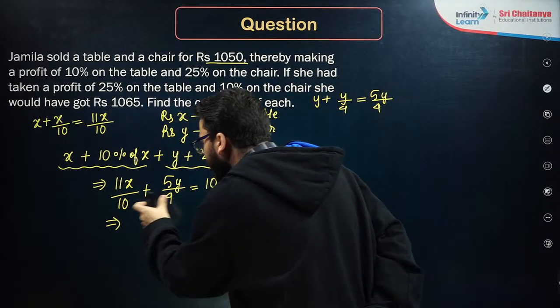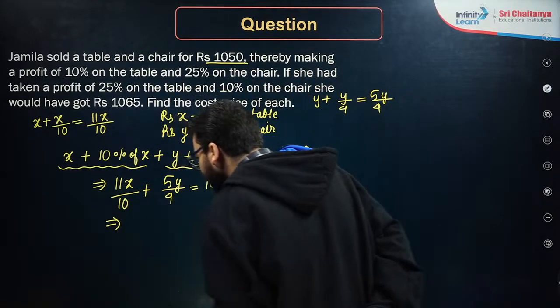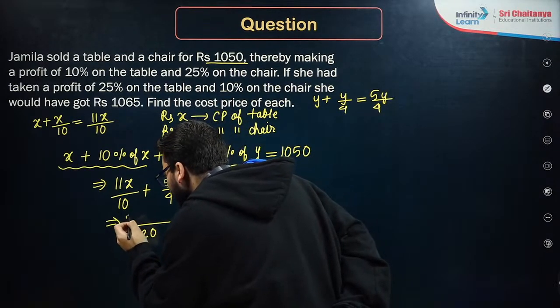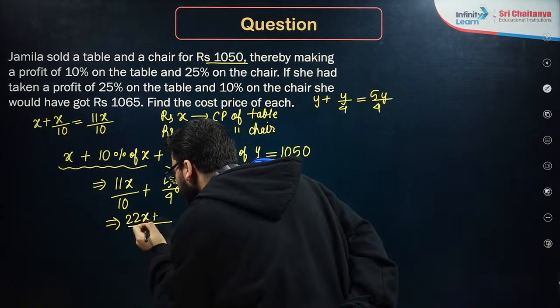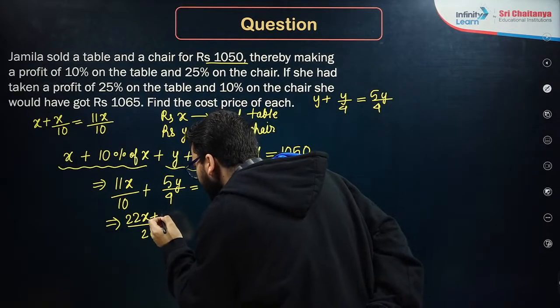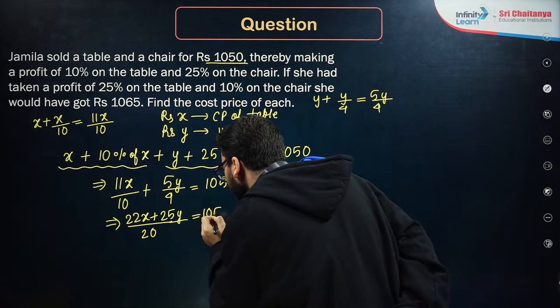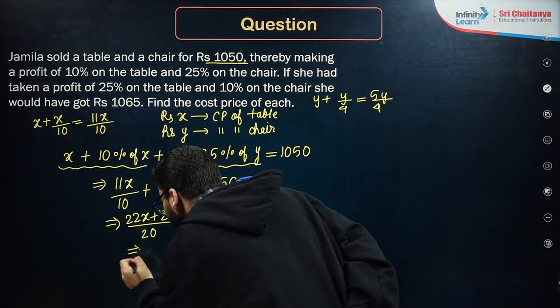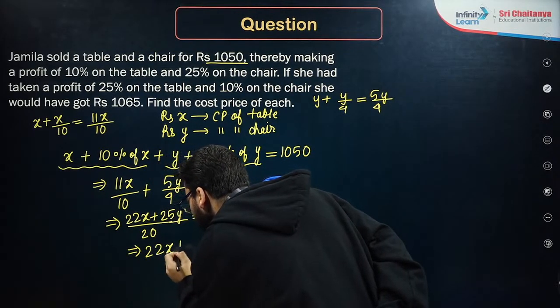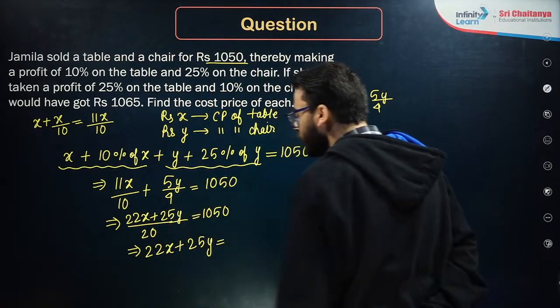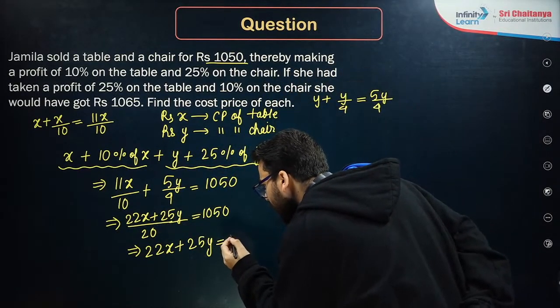टेक द एलसीएम, यू विल गेट डिनोमिनेटर में तो ऑब्वियसली 20 आएगा, so that will give you 22x plus 4 5s are 20, 5 5s are 25y and that is equal to 1050. ठीक है, इसको फर्दर सिंप्लीफाई करो, चेक करो कैलकुलेशन. So this will give you 22x plus 25y that is equal to 105 का 2 times क्या होगा guys?